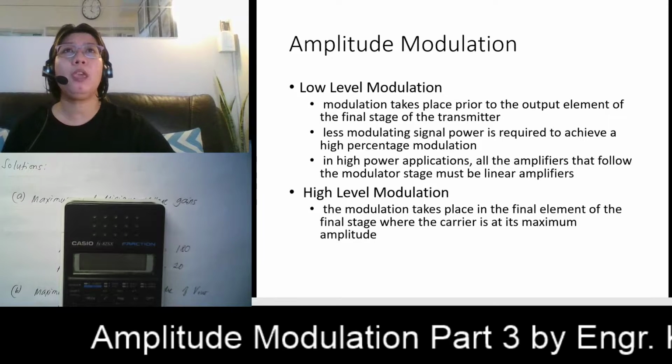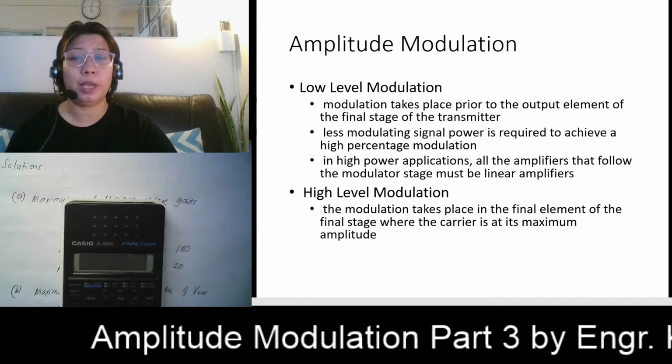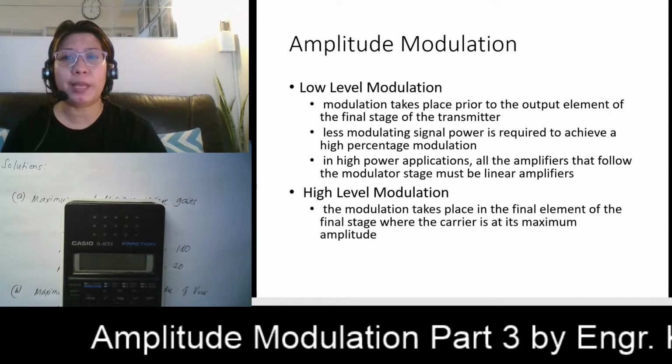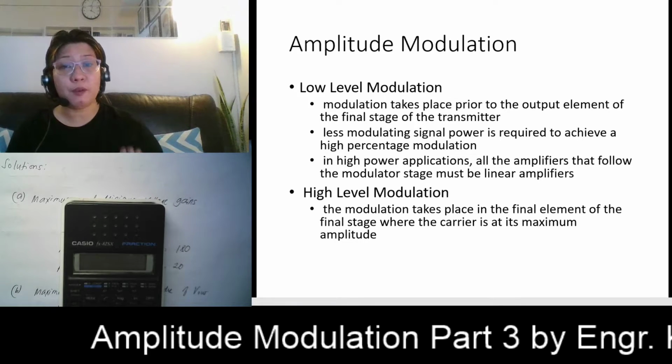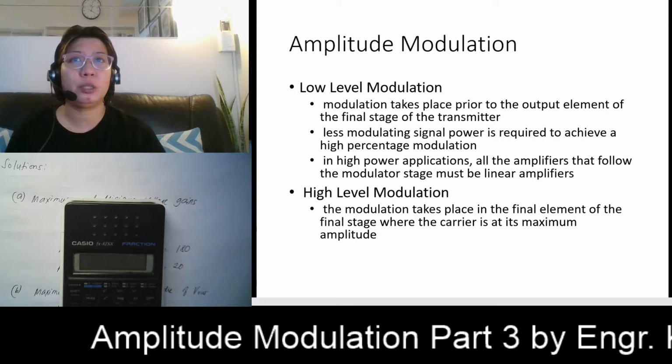Here we have what we call low level modulation. This takes place prior to, or before, the output element of the final stage of the amplifier. It depends on the type of output element you are using. When we are using a transistorized transmitter, this is prior to the collector, because the collector is the output terminal of your transistorized transmitter.